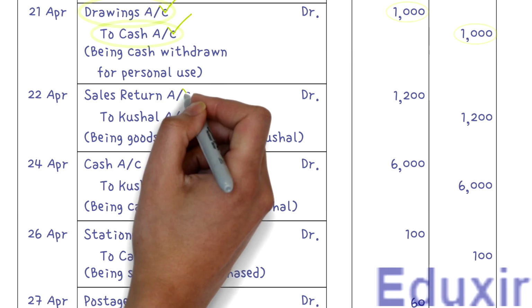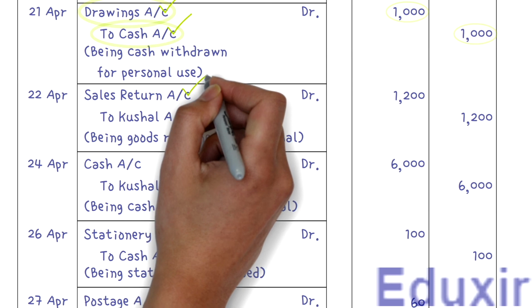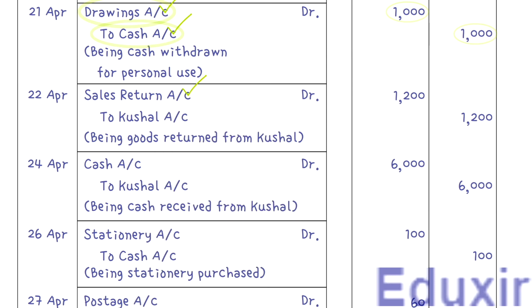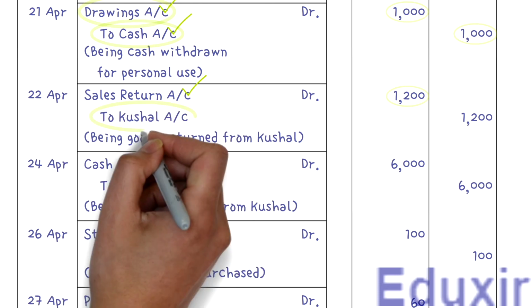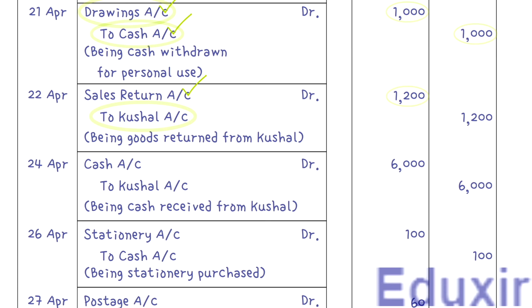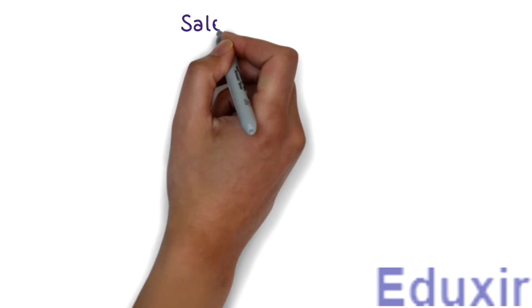As the name suggests, it needs to be posted on the debit side of sales return account and the debit amount is 1200 rupees. Note that the details that need to be posted into the particulars column is Kushal account. For posting this entry, we need to create a ledger account for sales return as it is not yet created. Let us first write the title as sales return account.